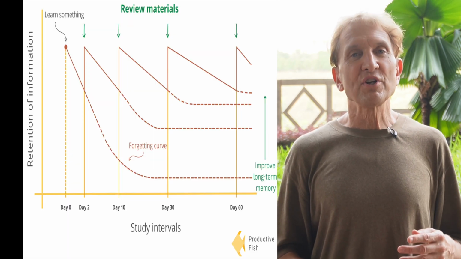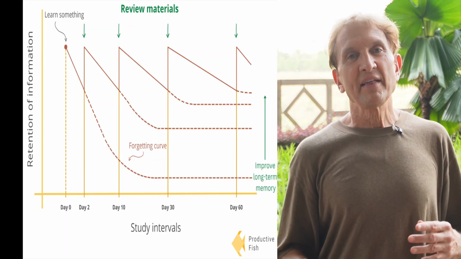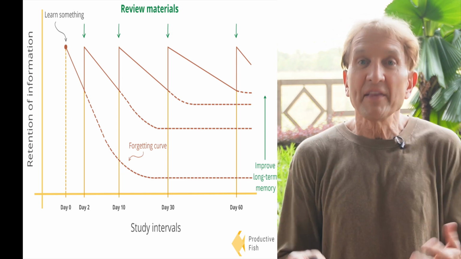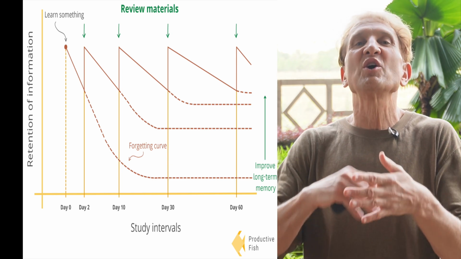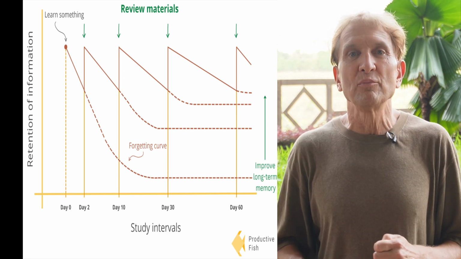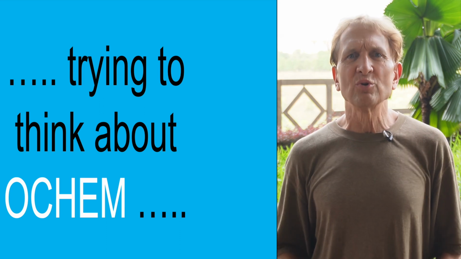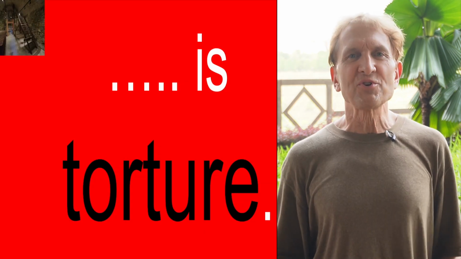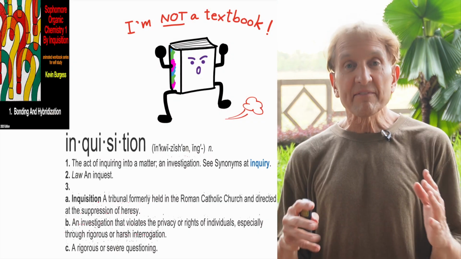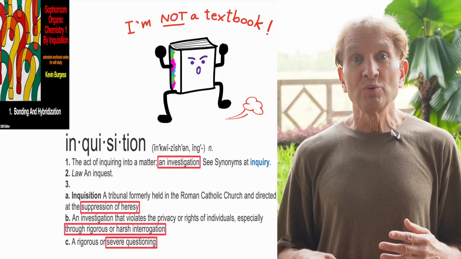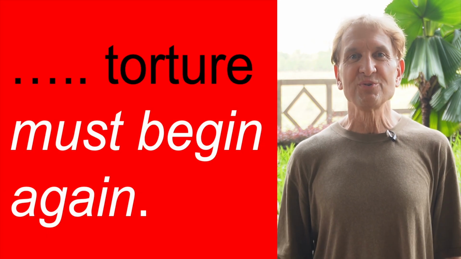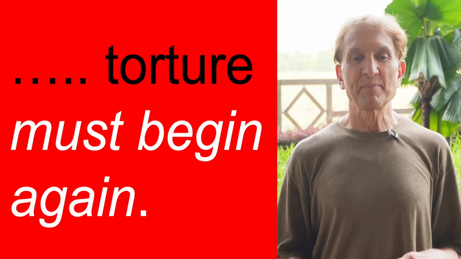But if you try to recall, then you find that the forgetting curve works for you. You find you remember a little bit more. And then you erase blanks again and go back over it and try to recall again. And you'll remember a little bit more. It's hard, it's difficult, because thinking about organic chemistry is not everybody's favorite thing. It's a form of torture. You have to force your brain to do it. If you do, you learn. But if you cheat and you look at my answers online too soon, then the torture must begin again.